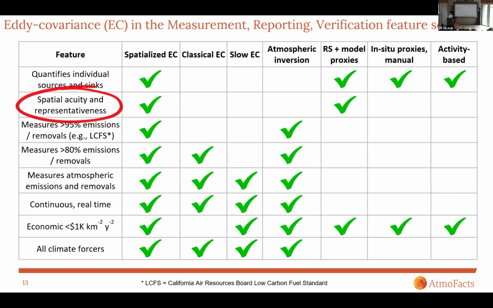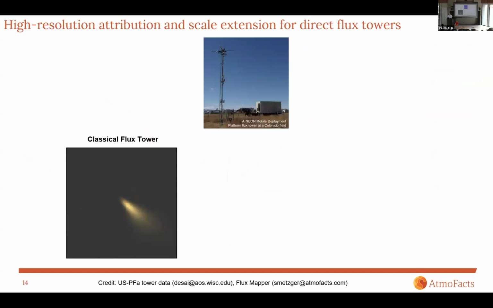Last but not least, spatial acuity and representativeness. So we want to essentially be able, Youngryel, you talked about this just now, we want to be able to relate from our flux tower measurement to a larger region or maybe even to a continent. How can we get there?